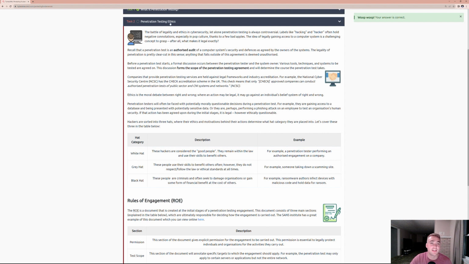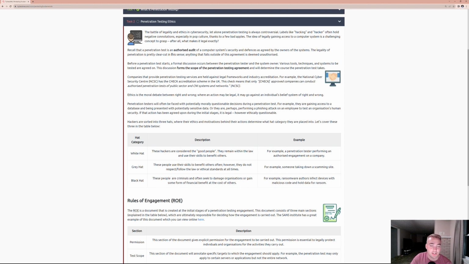So, penetration testing ethics. The battle of legality and ethics in cybersecurity, let alone penetration testing, is always controversial. Labels like hacking and hacker often hold negative connotations, especially in pop culture, thanks to a few bad apples. The idea of legally gaining access to a computer system is a challenging concept to grasp. After all, what exactly makes it legal?